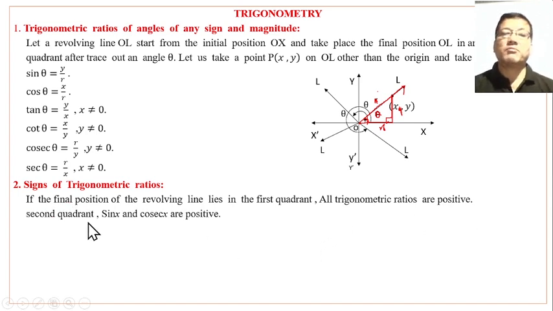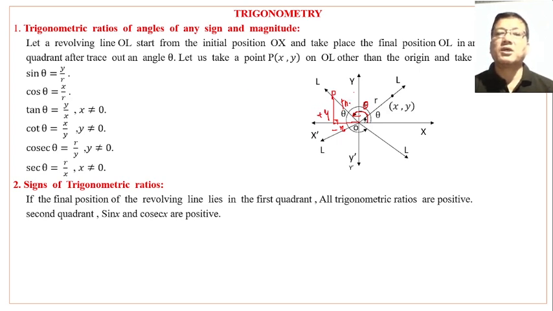Second quadrant. When the final position of the revolving line is in the second quadrant, after revolving through the angle theta, the point P has y always positive and r always positive, while the base x is negative. So sin theta, which is y by r, is positive, and cosec is also positive.